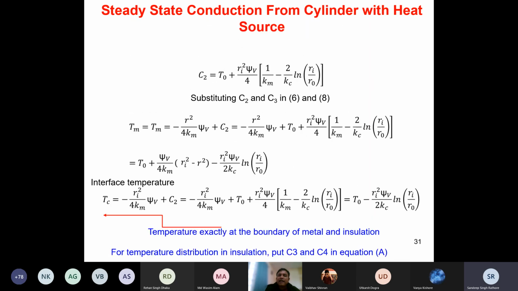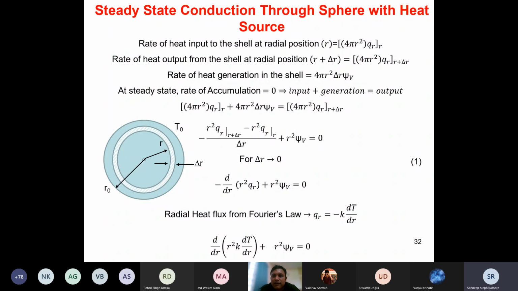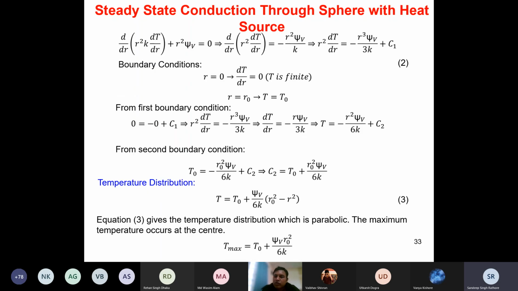We extended this analysis further for the case of spherical geometry. Here also the heat is generated throughout the medium, and again we calculated the temperature distribution, and finally we concluded that the maximum temperature is going to be at the center. So this is what we have seen so far. Is there any question? Whatever we have done so far, is there any question?